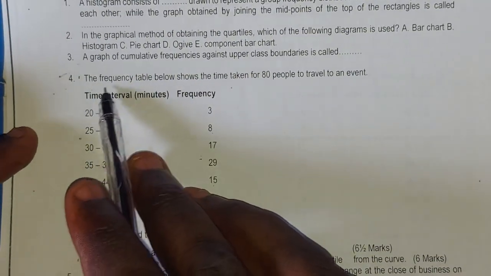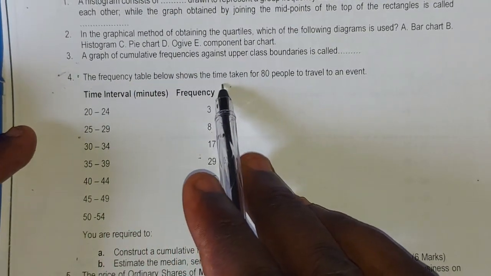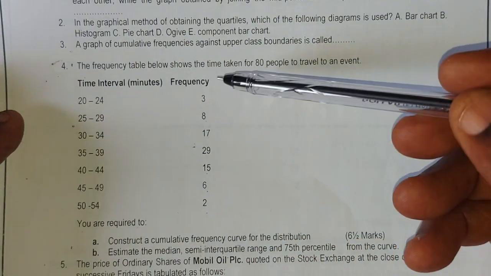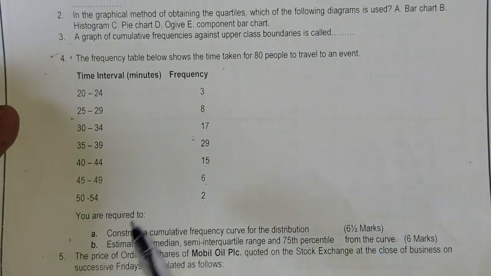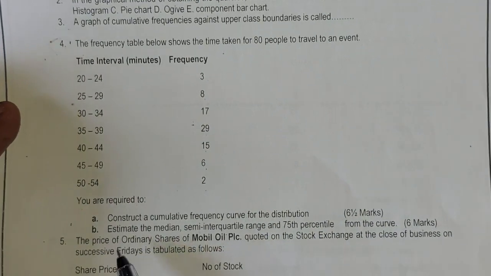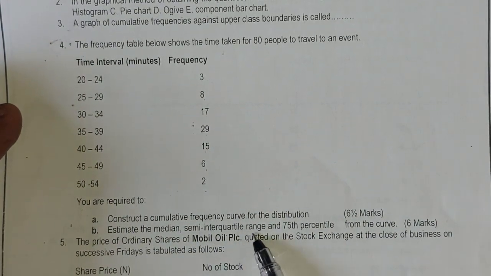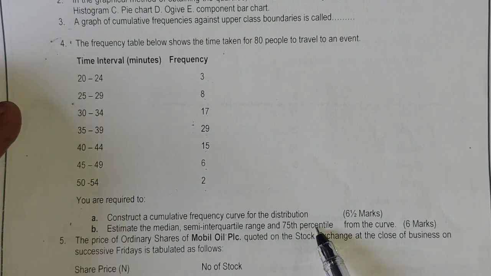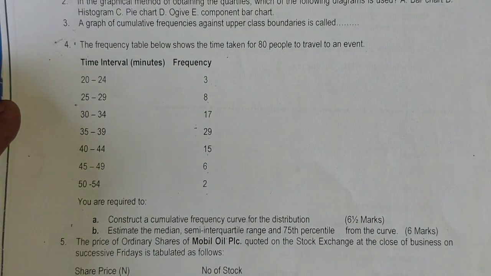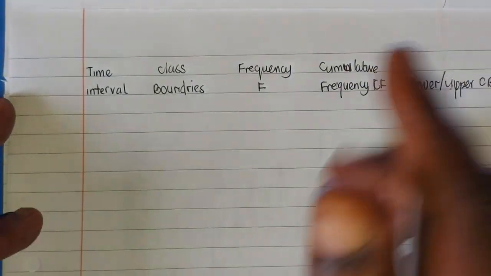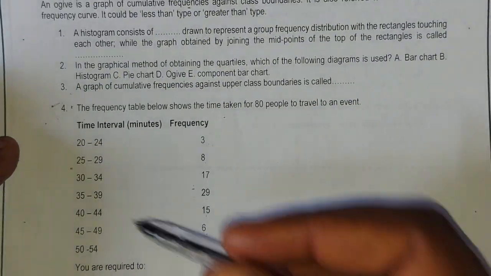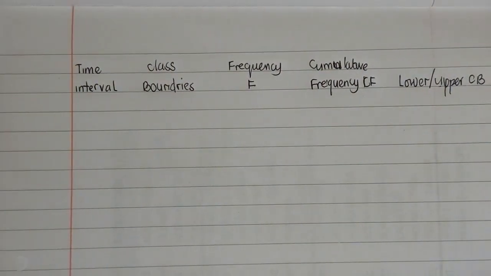You have been given the frequency table below, which shows the time taken for 80 people to travel to an event. You have been given the time interval, and you have to construct a cumulative frequency curve for the distribution. Then you have to estimate the median, the semi-interquartile range, and the 75th percentile from the curve. All right, so let's get started. You start by writing the time interval which you are given. You will copy the time interval.